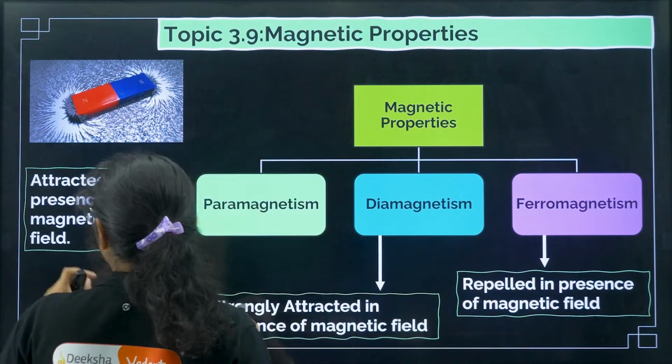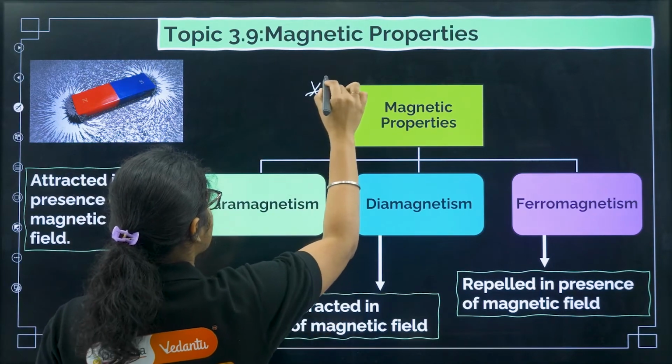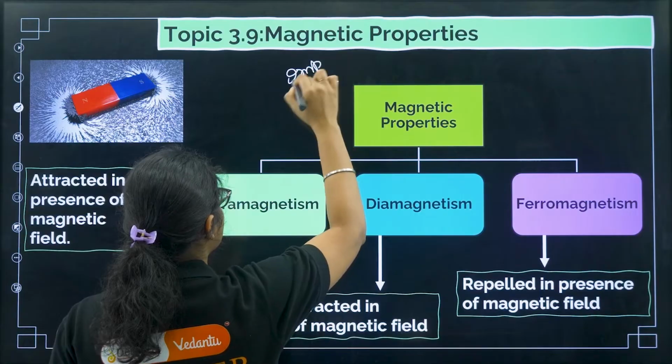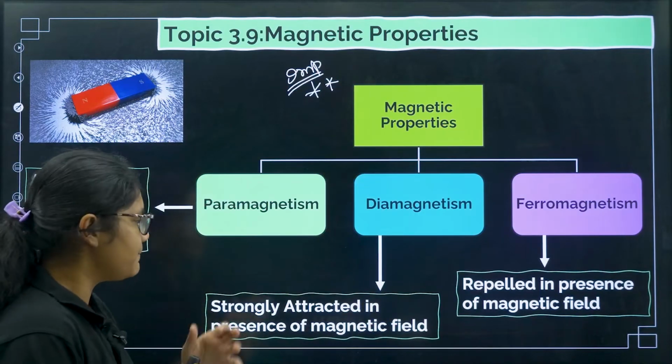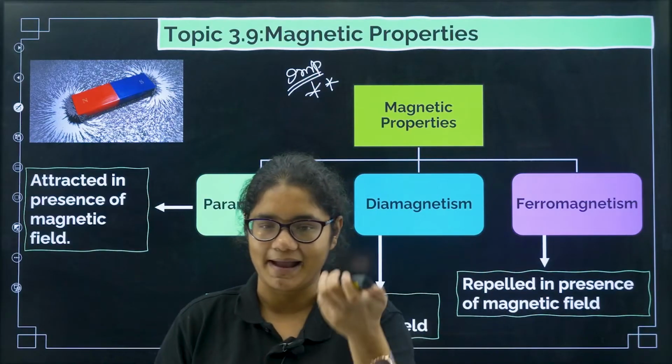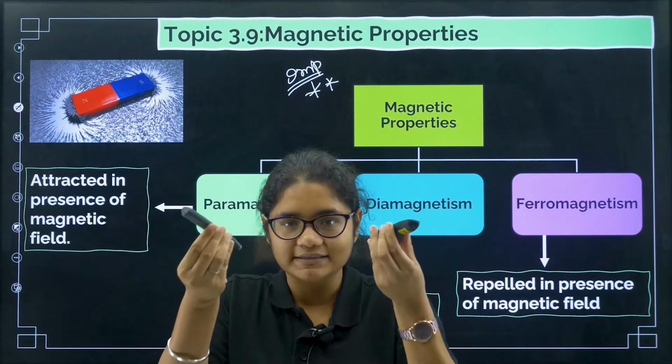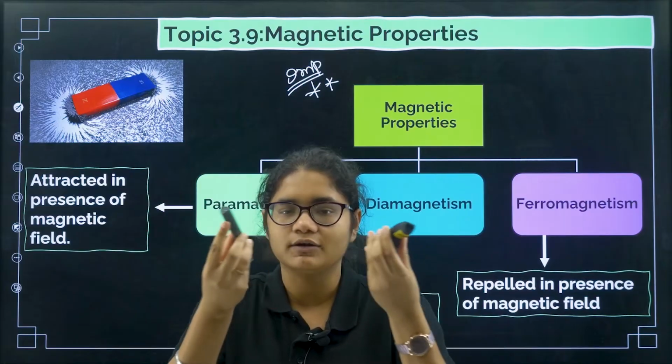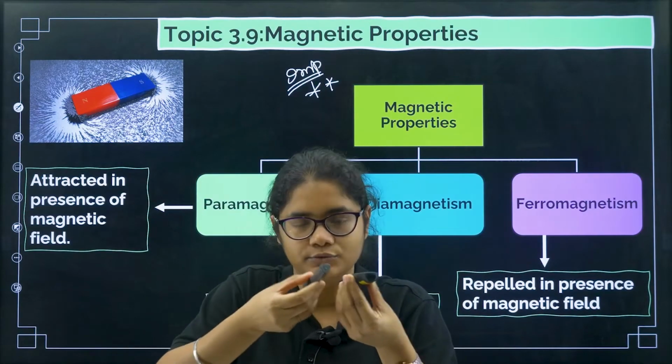Now remember, magnetic property is a very important concept. Many questions have been asked from here, very important. Paramagnetism means what? Suppose you have kept a magnet and this is a metal. If the metal is getting attracted towards the magnet, we call it paramagnetism, attraction towards the magnet.